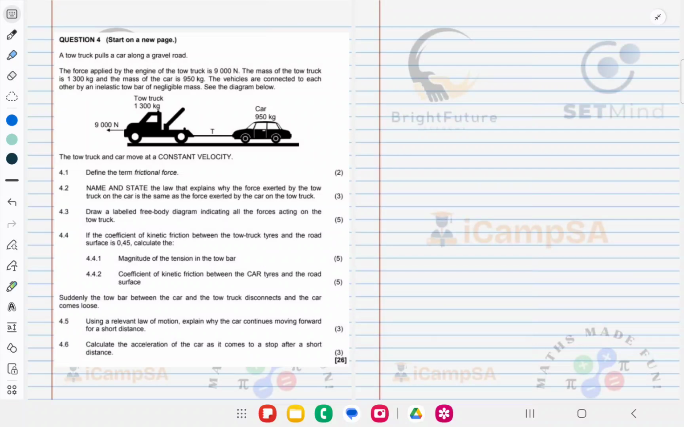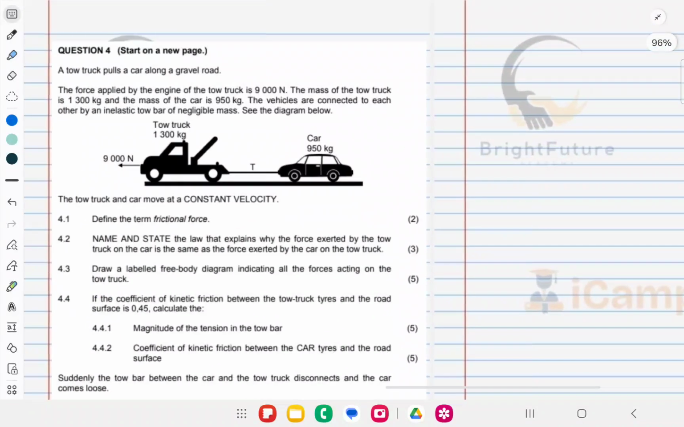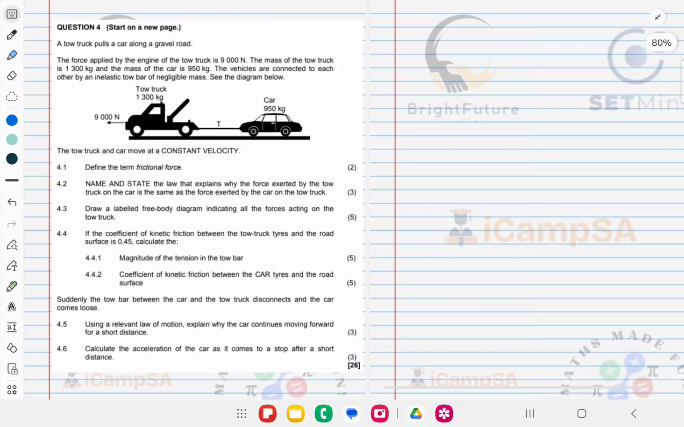Well, in South Africa, the law says you must use a tow bar. It's unfortunate that people use ropes instead.